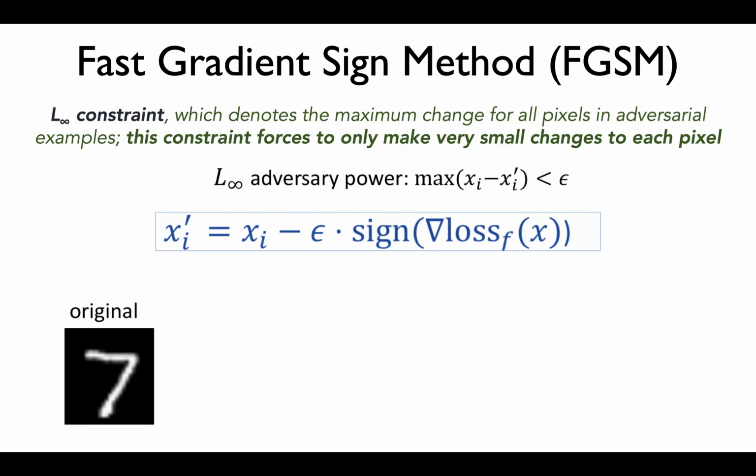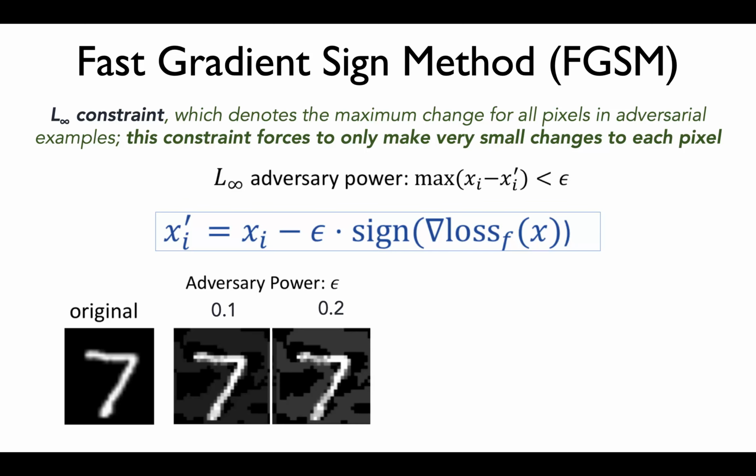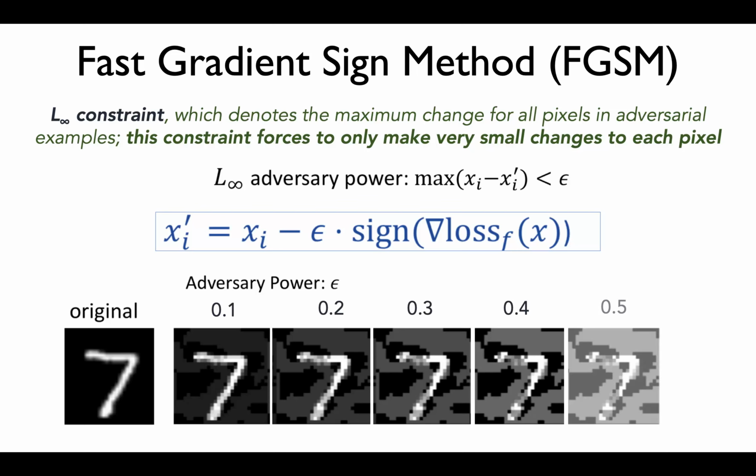If we are given this original image with an FGSM, if the adversary power epsilon is 0.1, this is what you can produce. And if you have a higher power, an epsilon of 0.2, then the attack is going to produce an image like this, and so on for different kinds of adversary power. Typically, we force the epsilon to be a small value because we want the change to be imperceptible. But the important point to remember here is that with FGSM, the constraint we are placing on the perturbation is an L infinity constraint.